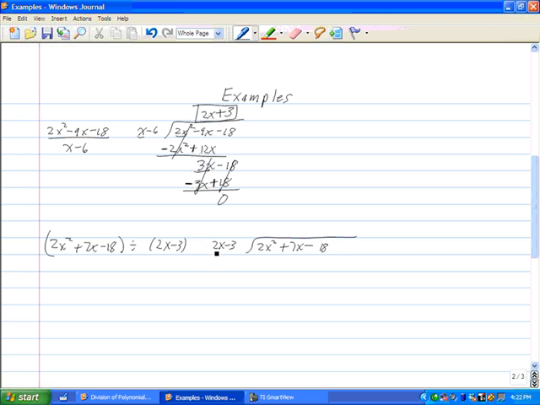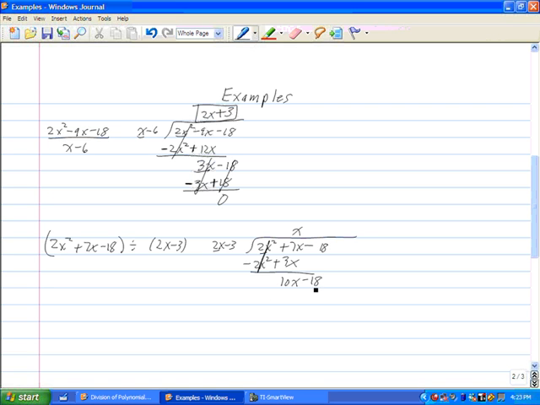Paying attention to nothing but the first term, 2x times what gives you 2x squared? Well, a plain x. I distribute. This becomes 2x squared when I multiply, and a minus 3x when I multiply again. Changing signs, I add. That cancels, and I get a 10x. Like before, I drop down the next term, and I start again.